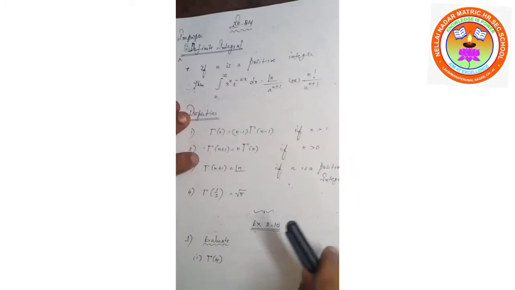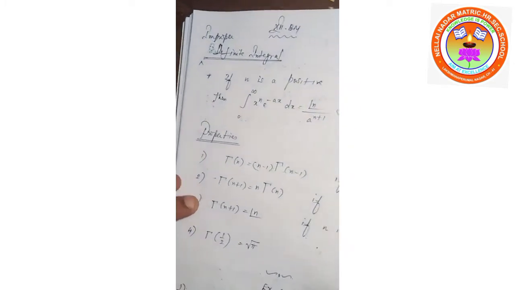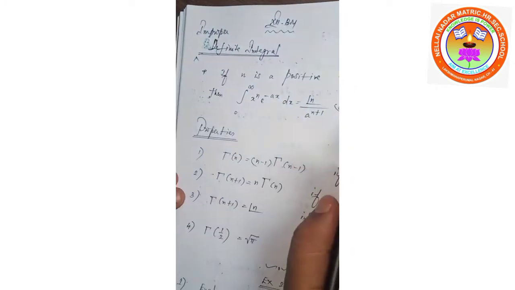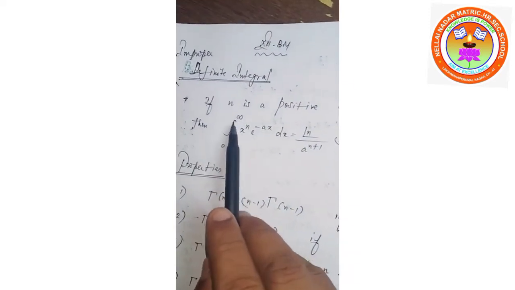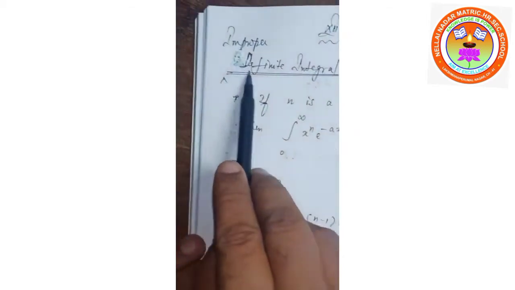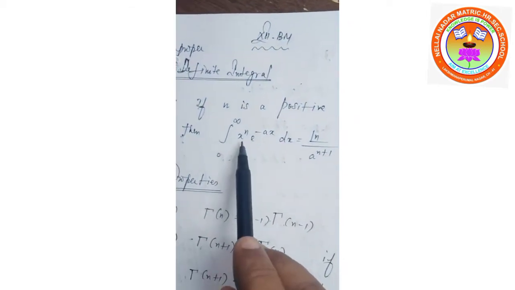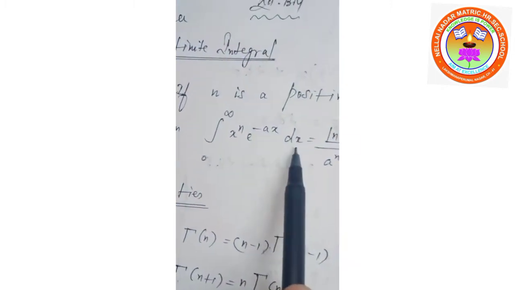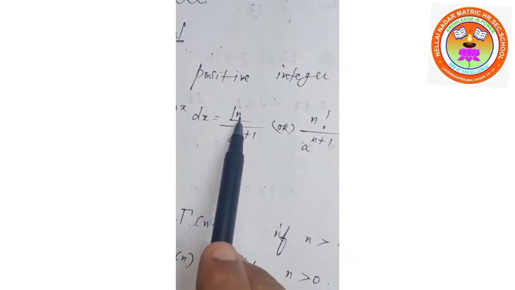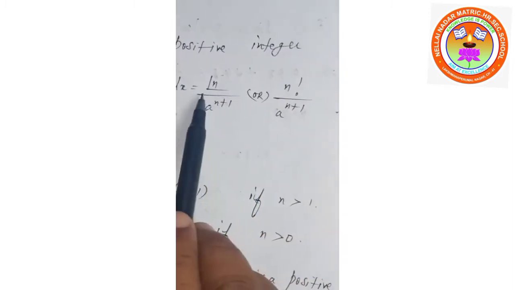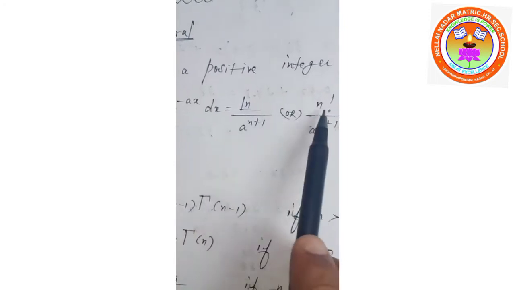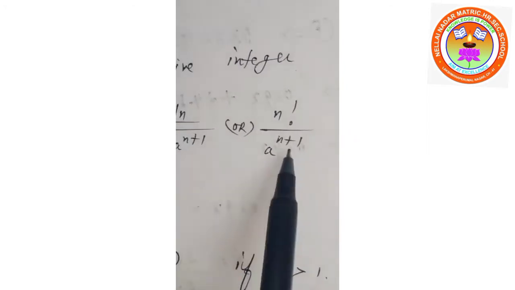Exercise 2.10. We are going to study about the improper definite integral. If n is a positive integer, then the integral from 0 to infinity of x power n e power minus ax dx is called the improper definite integral, and it is equal to factorial n divided by a power n plus 1. Factorial n can be represented in this way also, n factorial, divided by a power n plus 1.